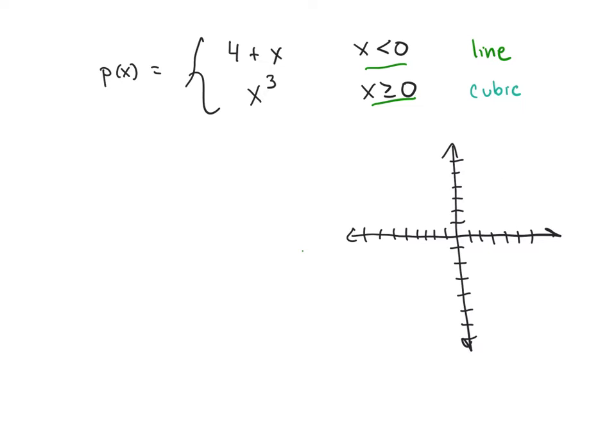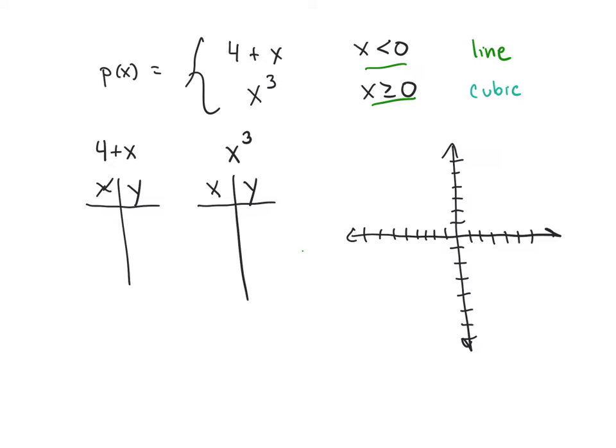So the easiest way is to make two tables. I'm going to make an x and a y table for the line, and my line part, remember, is 4 plus x. And then I'm going to make a separate table for the cubic, which is x and y, and this is just x cubed. So whatever your functions are, you could have many, many more tables.